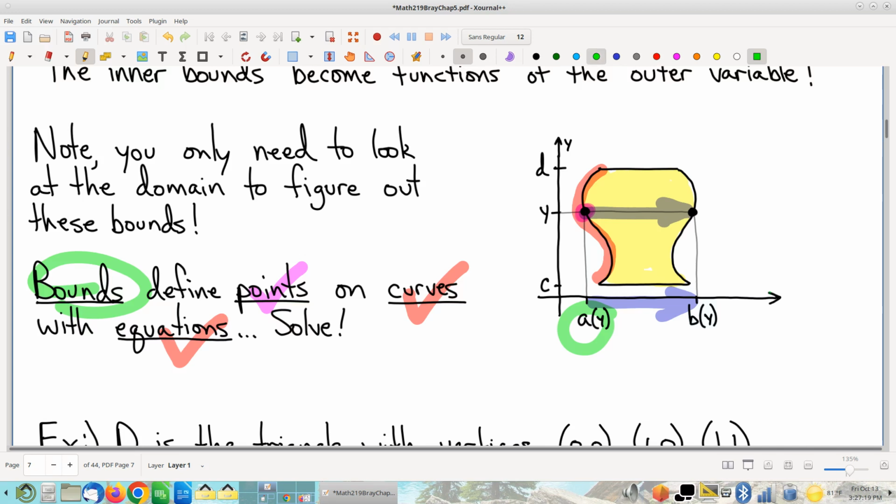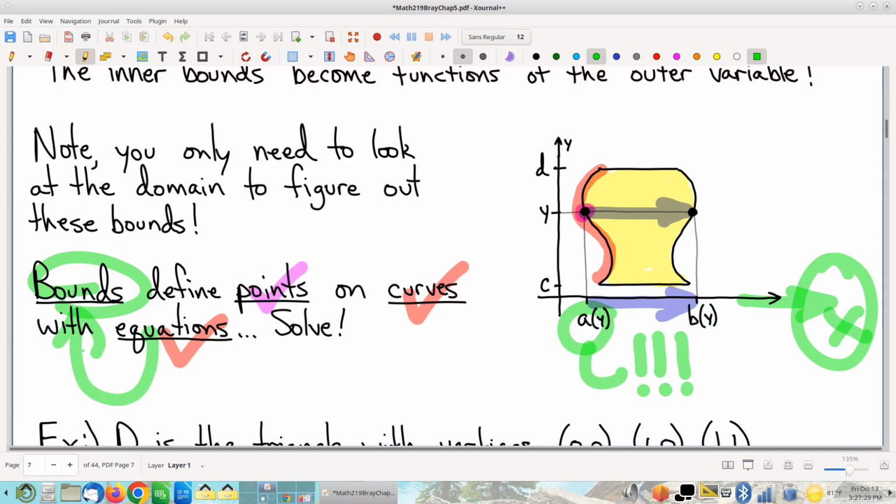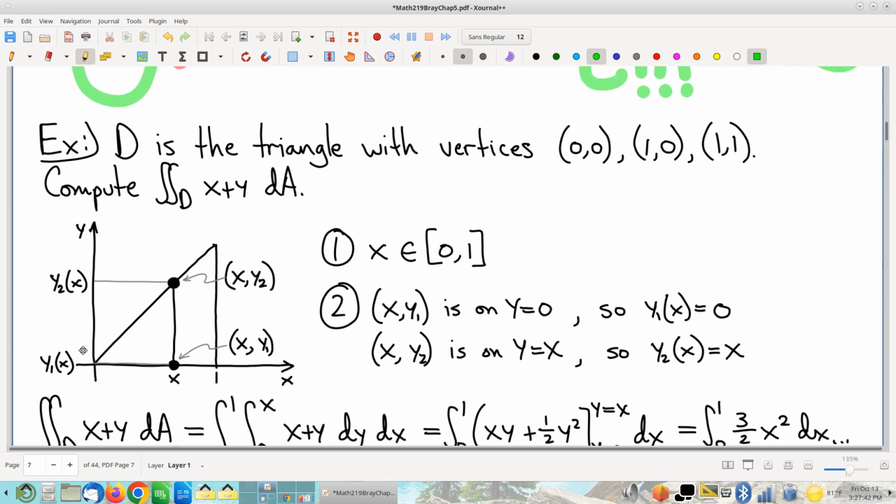I am interested in an x coordinate here. Right? This thing that I'm interested in is an x coordinate. So in that equation, just solve for x, and that'll tell you your bound. It's as simple as that. Right? So bound, point, curve, equation, solve. Let's see that in action.